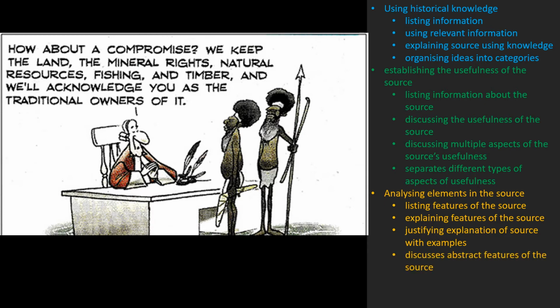Justifying the explanation means actually referring to things in the source to back up your explanation. Now, if I discussed abstract features of the source, something that you can see in there, but it's not actually drawn in with pen, the power imbalance. So the judge is sitting there, he's got all the power. He's in this big chair, it's almost like a throne. He's got a big desk in front of him. You've all heard the saying, the pen is mightier than the sword. Look at that, he's got two pens, and the Indigenous people have only got one spear and one boomerang. So an abstract feature of that source would be a power imbalance. The man on the left has more power than the two figures on the right-hand side.